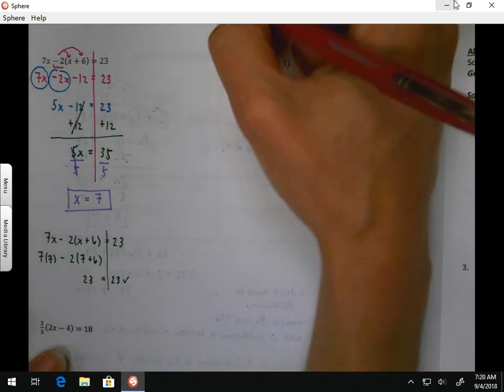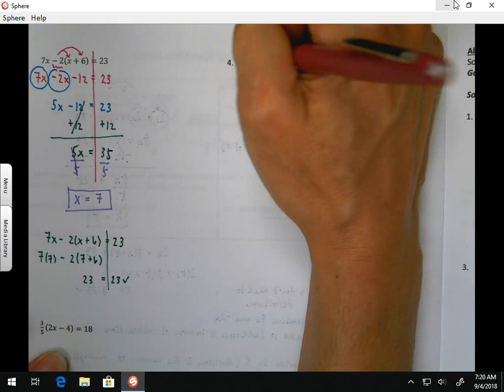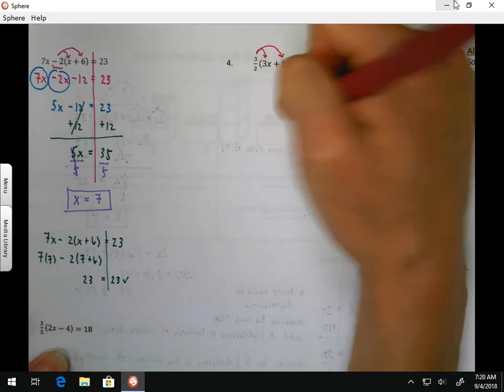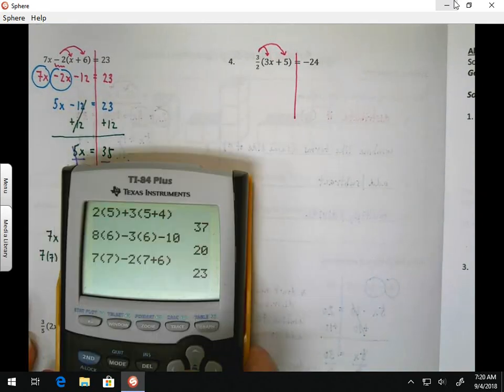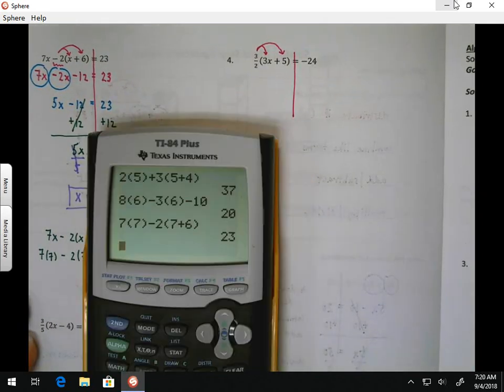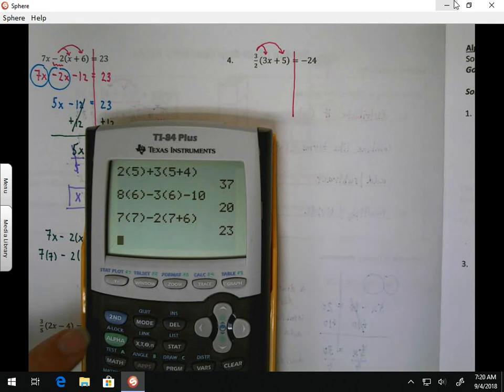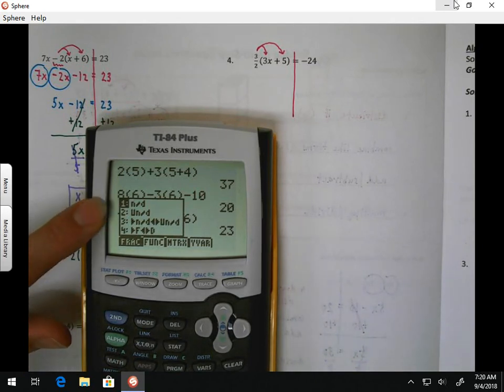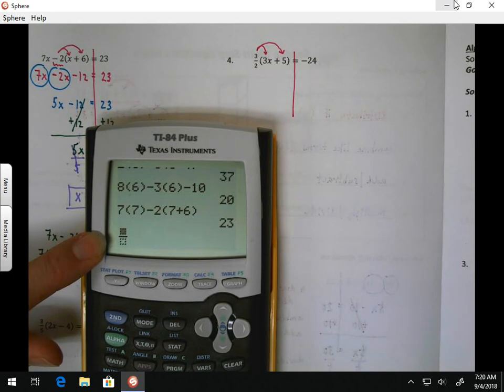I notice here that I have parentheses. So my first step told me that I should distribute to get rid of those parentheses. Now, here's where I'm going to use my calculator. Your calculator can do fractions. What you need to do is hit the alpha button first, and then the y equals. And you'll get a menu that looks like this. You're going to hit enter, and that's going to allow you to enter that fraction.